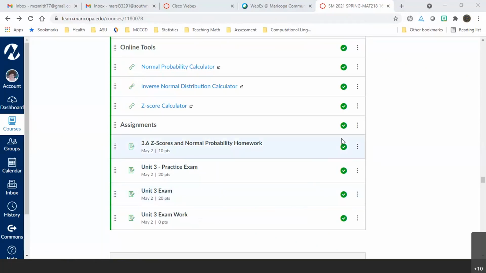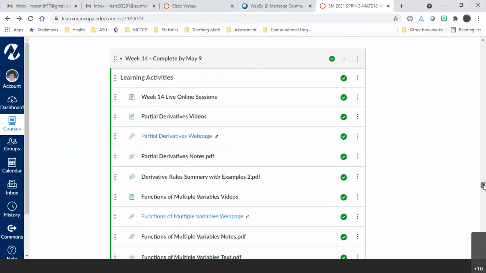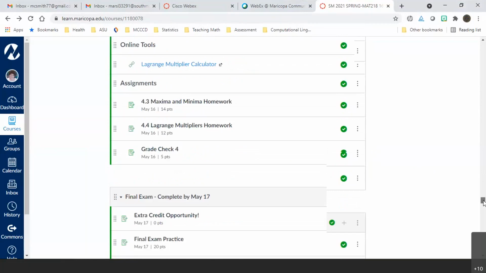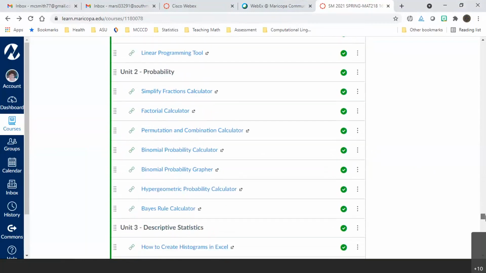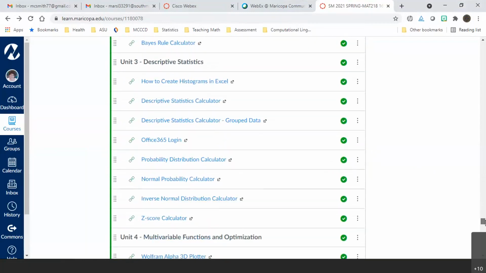Now, there is no lockdown browser on any of our exams, so what I expect you to do is use your TI to do the descriptive statistics and the normal stuff. Again, if I scroll down past the final exam, I want to make sure everybody sees this: online tools and calculators. Here are probability calculators, here are statistics calculators. If you don't have a TI-84, use these.